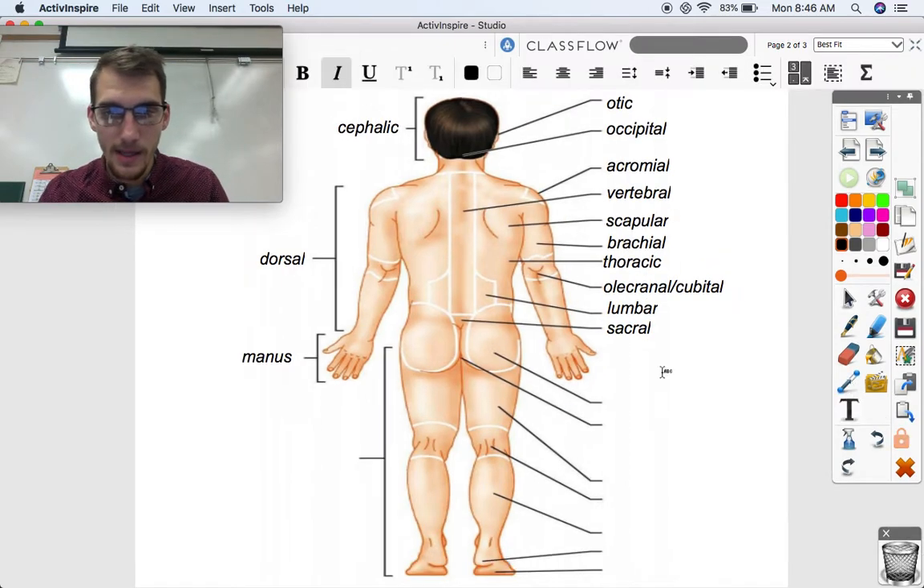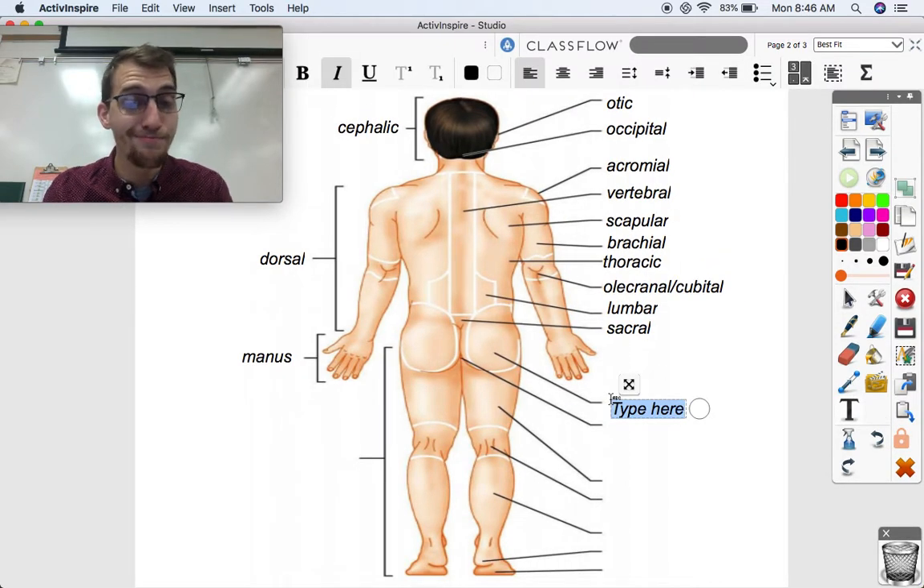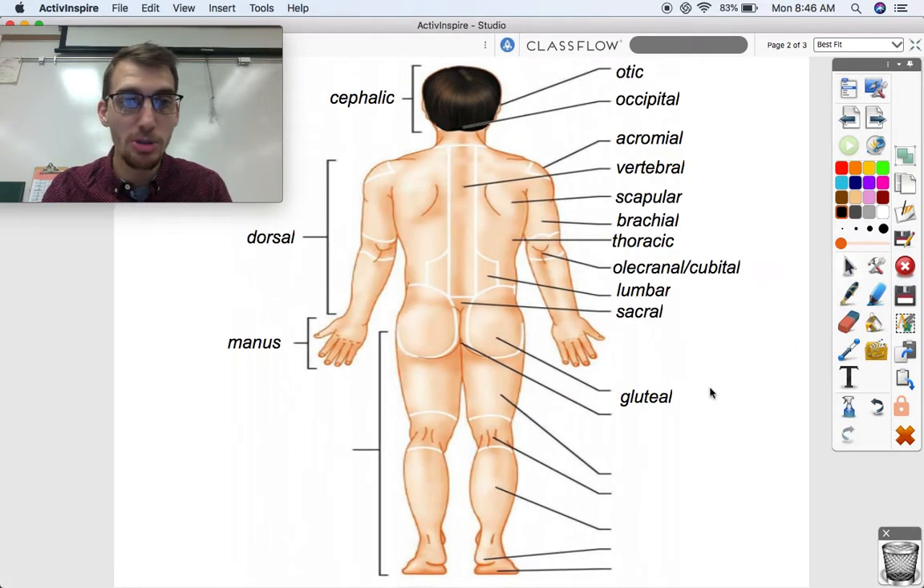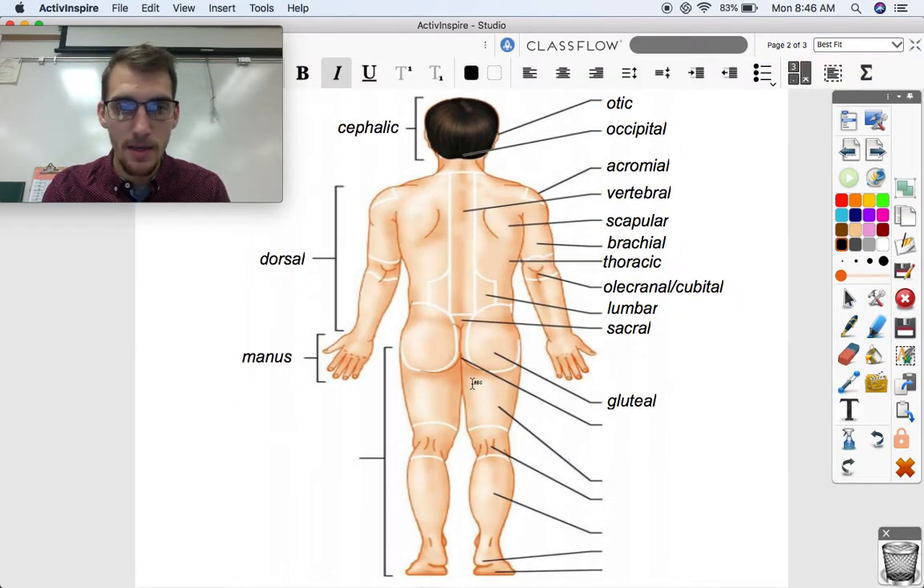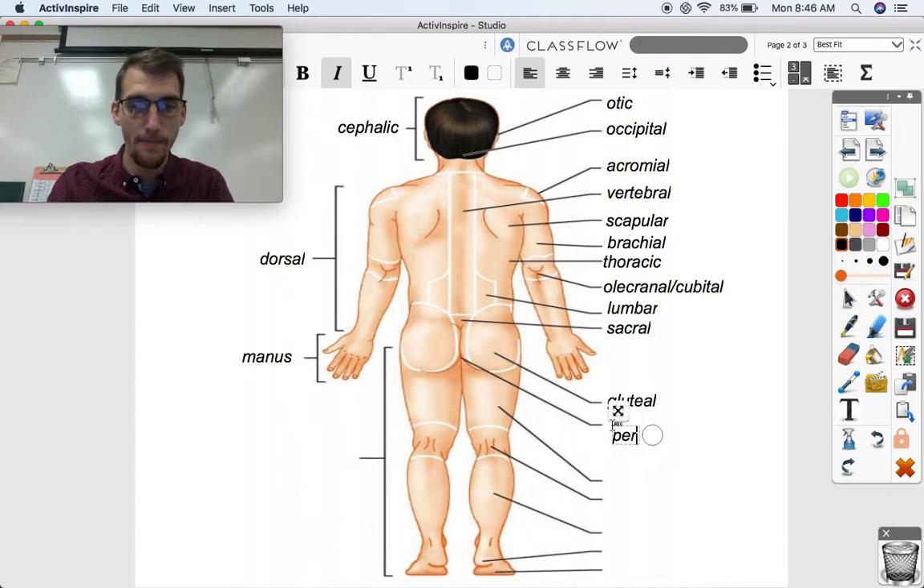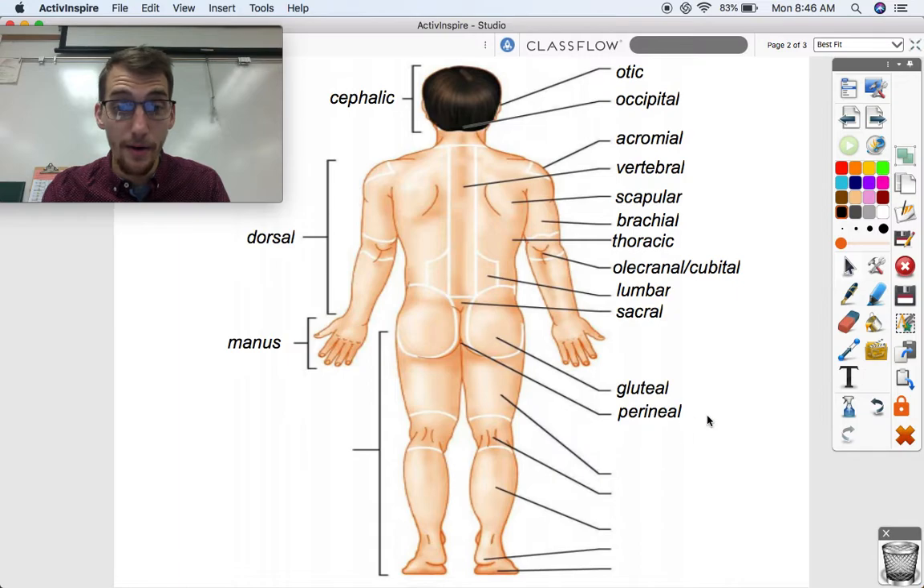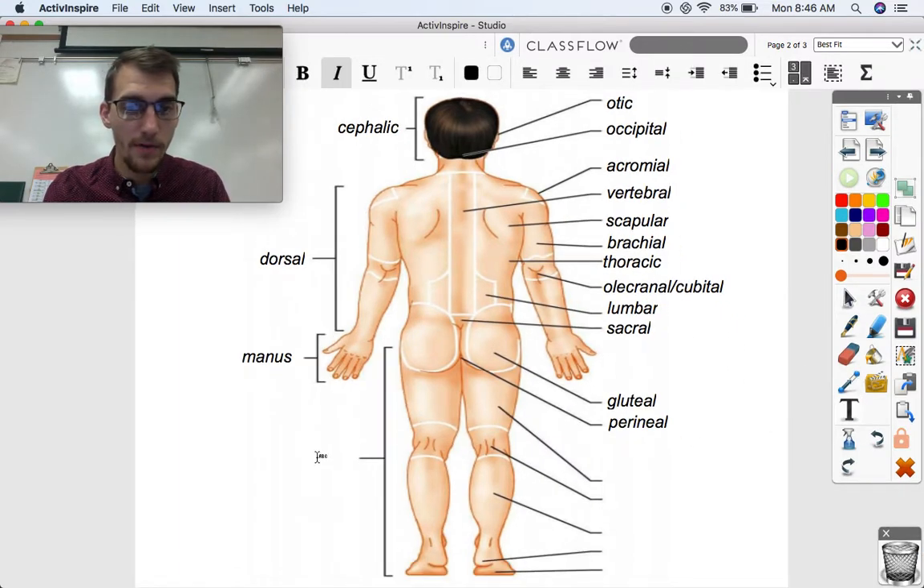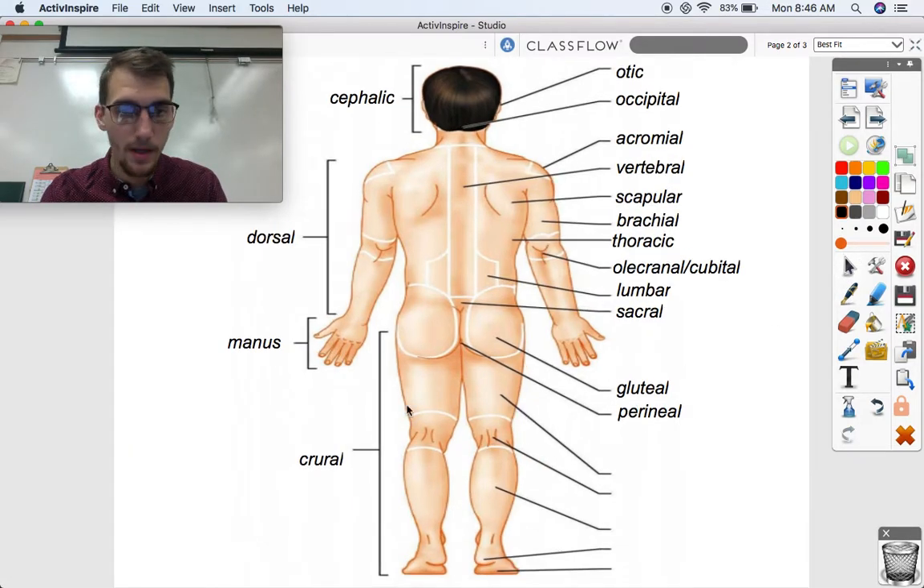All right, let's keep it up. You might know this one already. This is your gluteal region, as in your gluteus maximus and gluteus minimus, your butt. All right, let's keep it going here. The region between the genitals and the gluteals is called the perineum, thus it's called the perineal region. There it is.